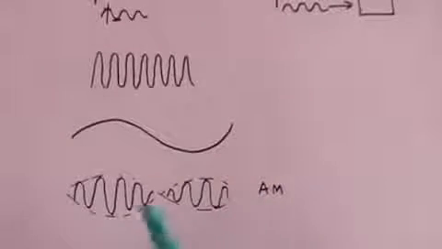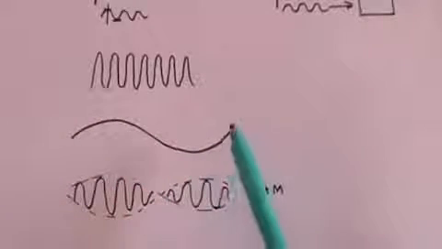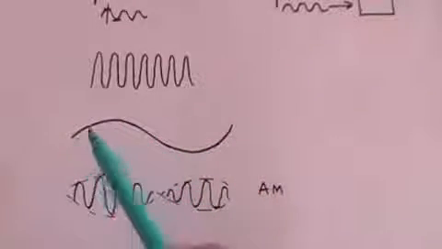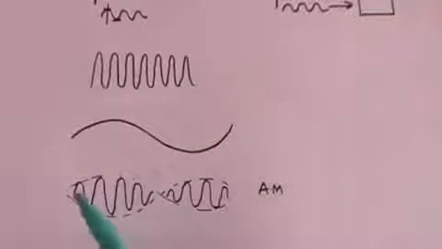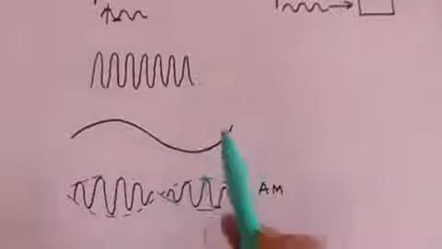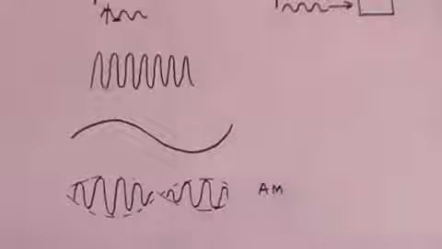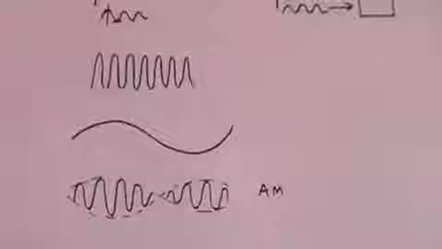And it's amplitude modulated because the amplitude of the sound wave, which is the signal, when added to the carrier wave, modulates the carrier wave according to the amplitude of the sound wave. That's amplitude modulation. There's another way of doing it, and that's called frequency modulation.